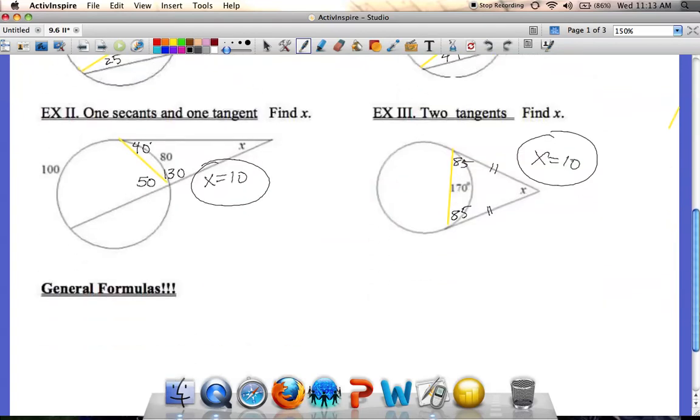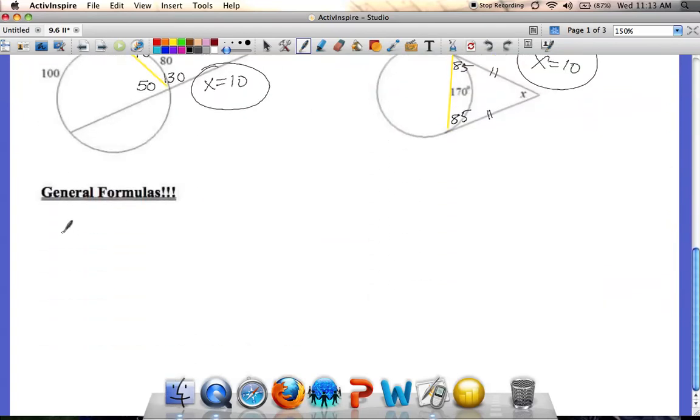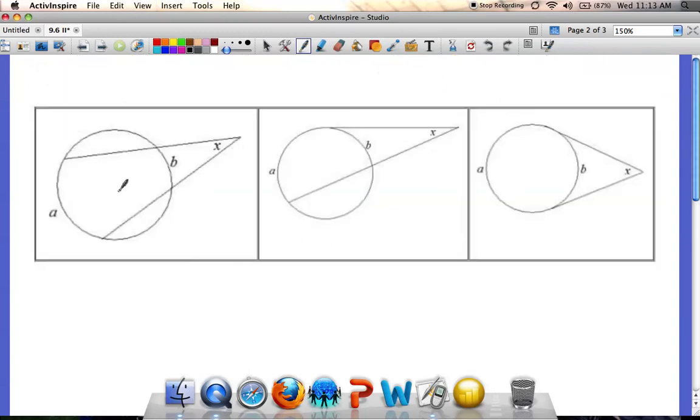So generally, the general formulas are down here. Or are they on the next page? Here they are. So here are the general formulas.